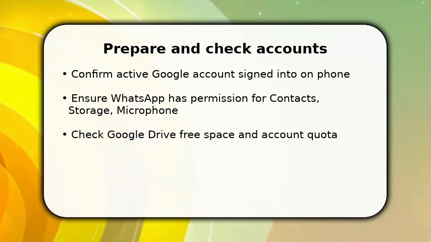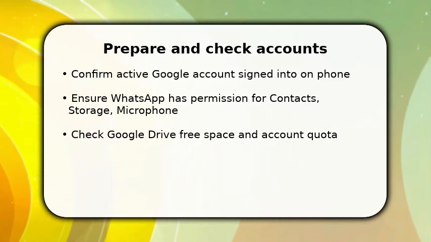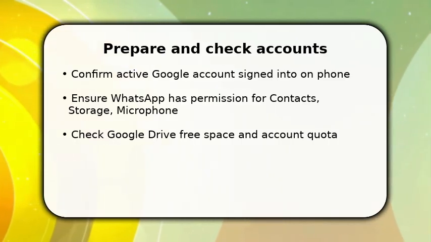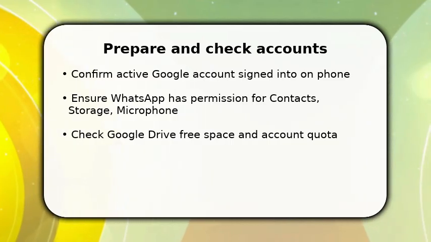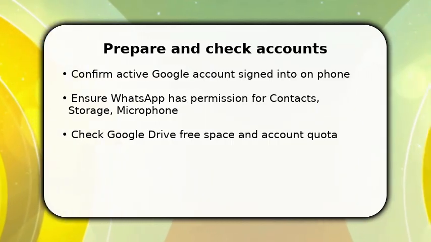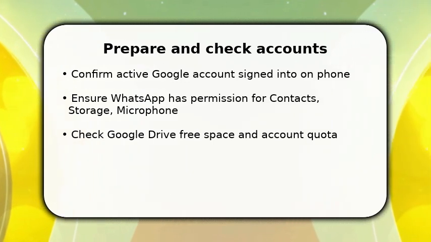Next, go to Apps, WhatsApp, Permissions, and enable storage and contacts so media and messages can be archived. Check Google Drive's available space. If it's low, free at least a few hundred megabytes or upgrade storage. Once done, return to WhatsApp to begin the backup setup flow.